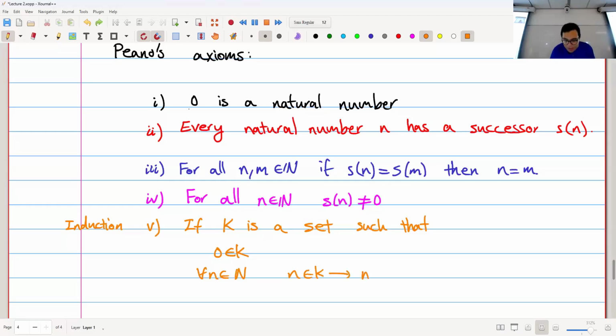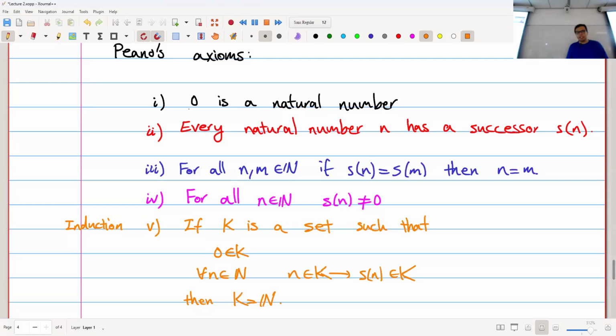Oh, I cannot write n plus 1, sorry. S of n is also in K. Then K is the same as the set of natural numbers. So basically all it's saying is that the only way you can create natural numbers is using the previous rules. You don't have anything other than what you have created using the previous rules. So if you have any set K and you have 0 in it, and whenever you have some number n in the set, you also have the successor of n in that set, then your set is equal to the set of natural numbers. And this is big K, this is not small k. So when I'm writing, it's sometimes not very obvious. Okay, because it's a set.